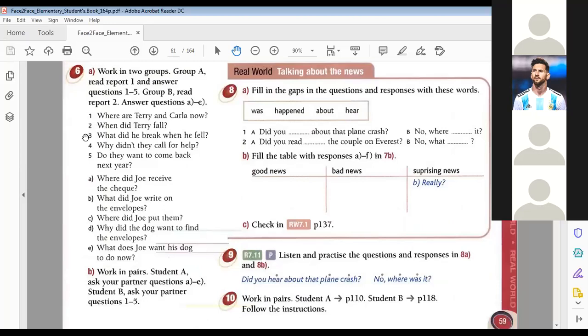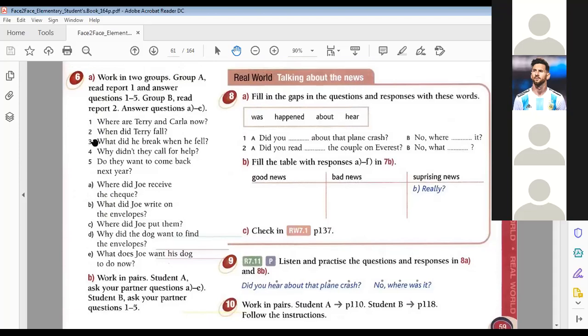All right, number three, Salma. Okay. He broke his leg. The past? He broke his leg. Very good. Rashid, number four.